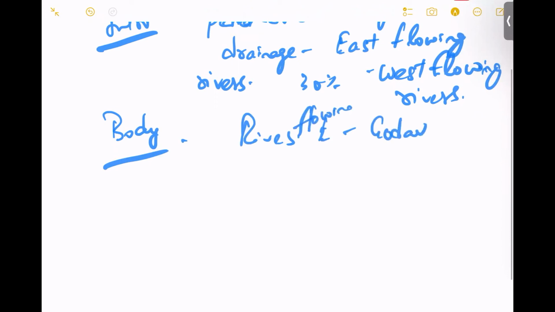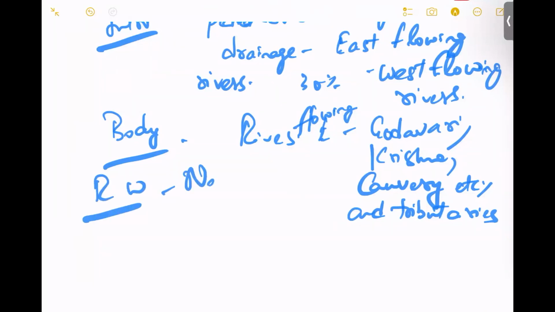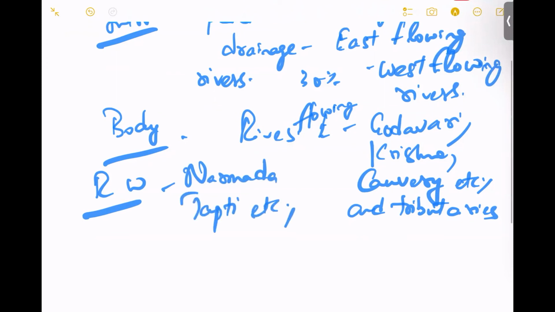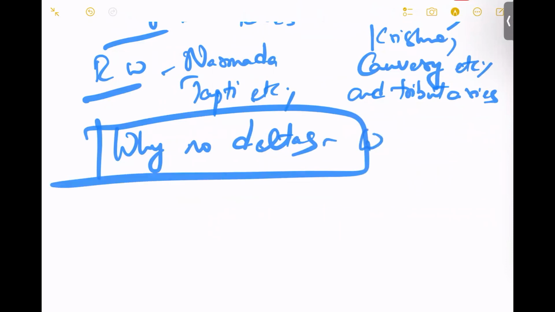So in the body, you will say the prominent rivers which are flowing east are Godavari, Krishna, Kaveri. These are some prominent peninsular rivers, and their tributaries. And rivers flowing west are Narmada, Tapti, etc. So why no deltas for Western Ghat rivers or the west flowing rivers?